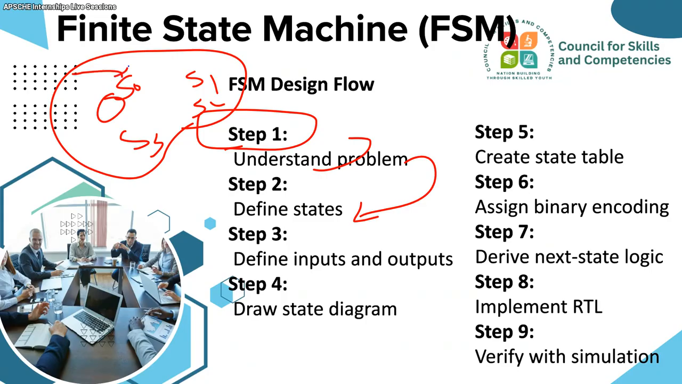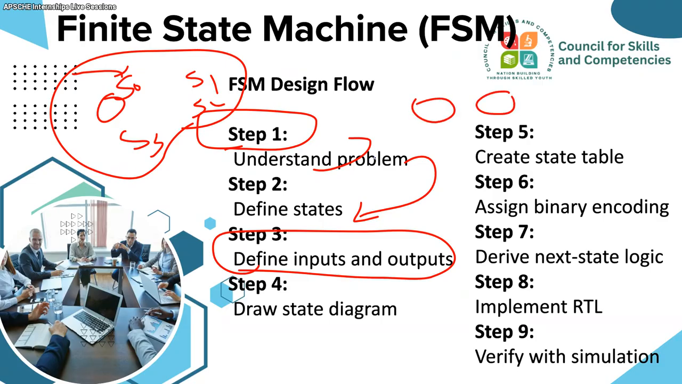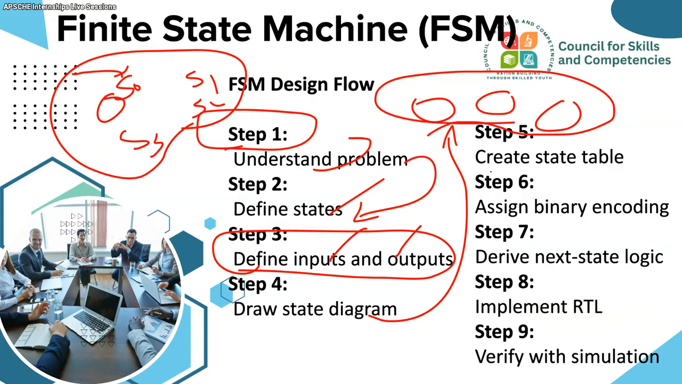Then what are the inputs? Depending on the inputs we have to define, and outputs also we have to define. Then try to solve the problem using the defined states and inputs and outputs, and draw the state diagram. Once you draw the state diagram, you try to create a state table, and from the state table the rest is easy.